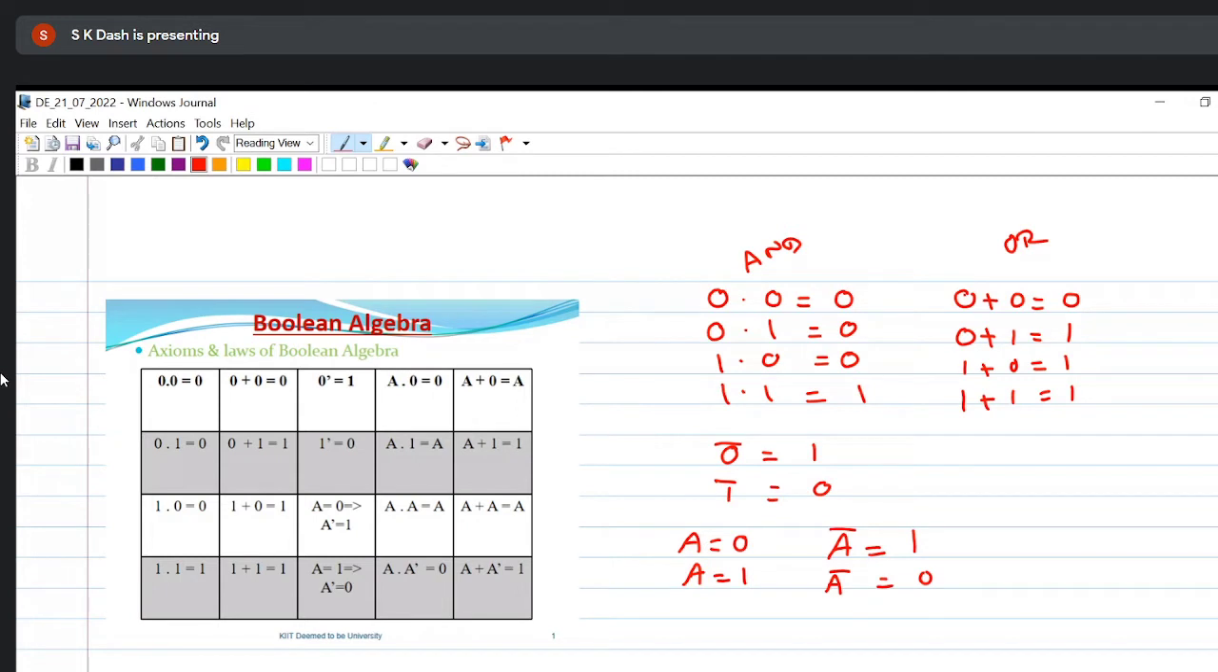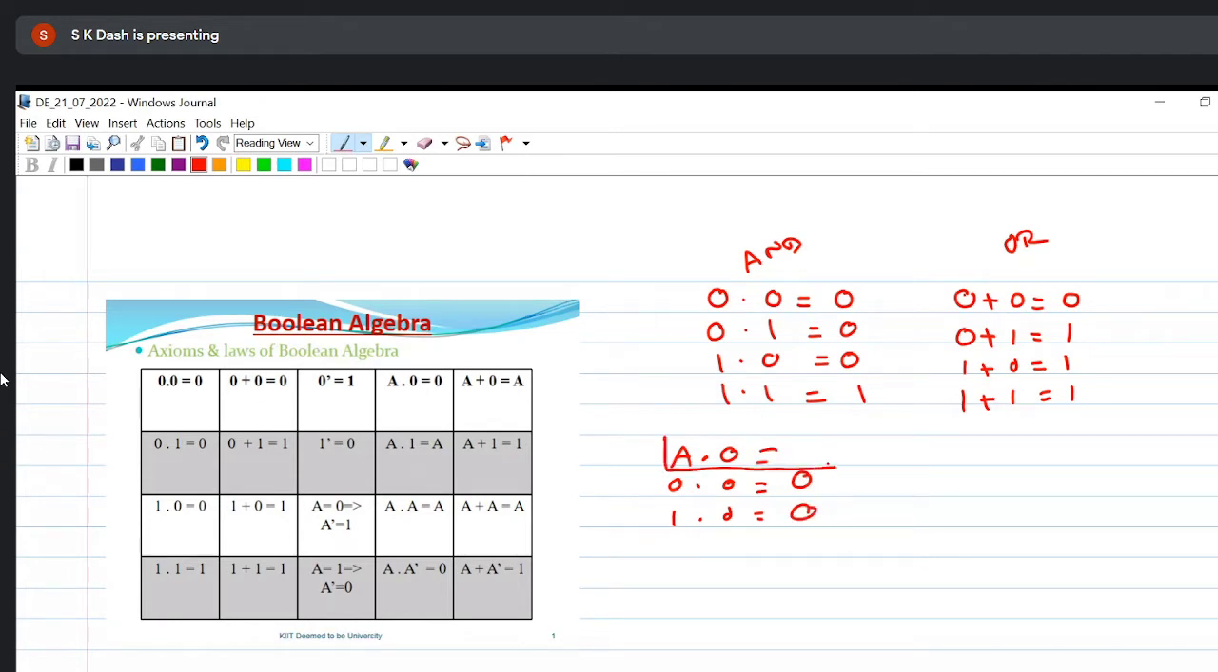Now think about the AND operation. Suppose in the AND operation I am going for a dot 0. A is a variable, it can take two values, 0 or 1, but the second input is fixed, which is 0. So these two possibilities are there. 0 dot 0 will be how much? Zero. 1 dot 0 is also 0. So what can we comment from this? How much will a dot 0 be? A dot 0 will be 0.